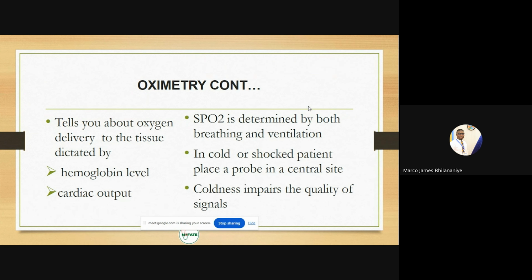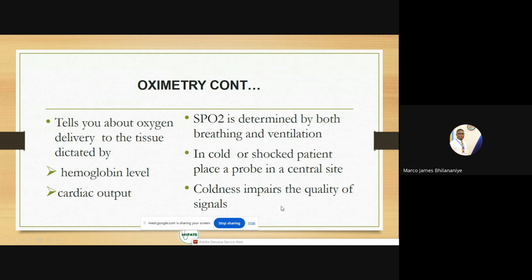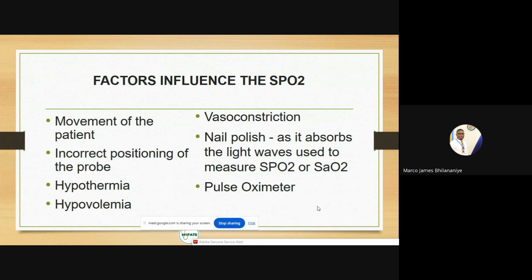So in a shocked patient, place the probe on another part of the body. You can place it on the earlobe, and you can get the readings. However, coldness impairs the quality of signals, as I've said before. Next slide. So what are the factors influencing the oxygen saturation?